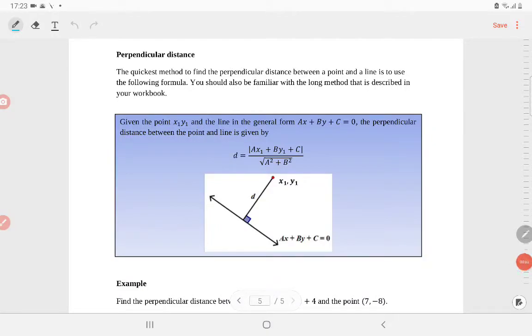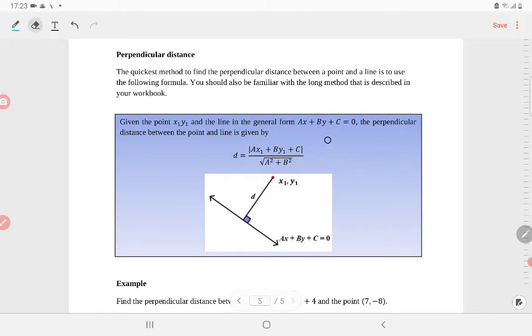In this section, we look at how to find the perpendicular distance. What that means is, if we are given a point as shown in the diagram, I want to know the distance from that point to a line. That's called D. This formula shown in the box is the fastest way to be able to do that.